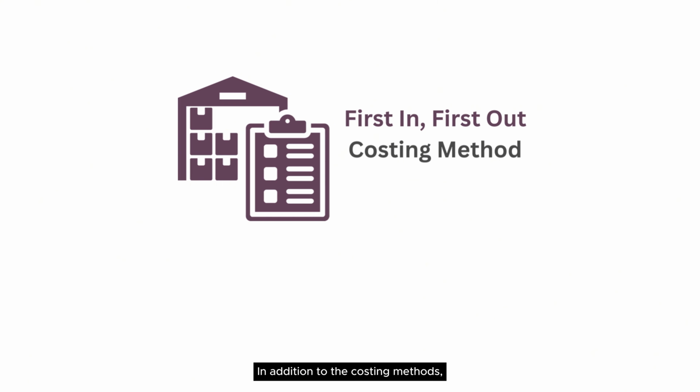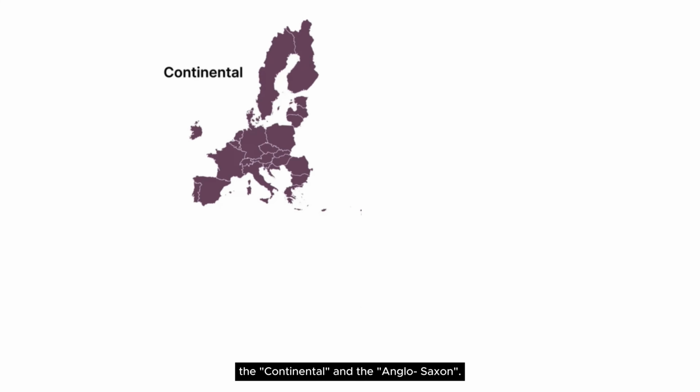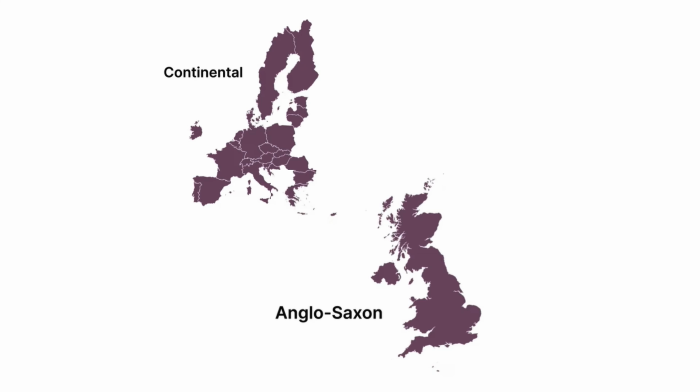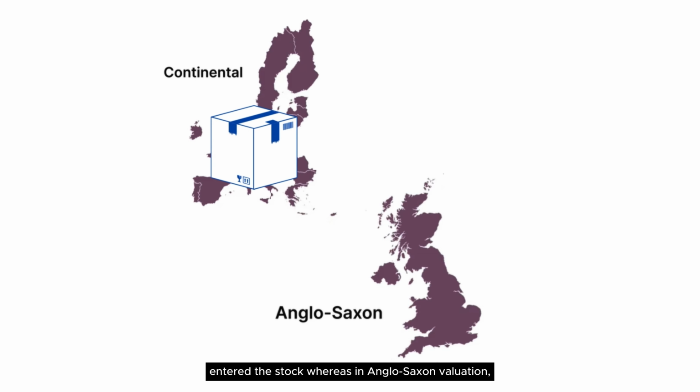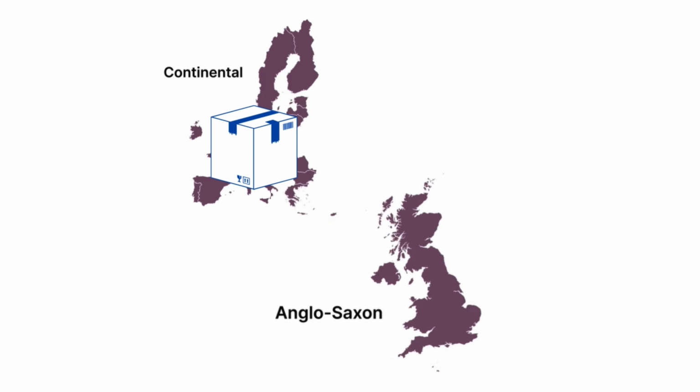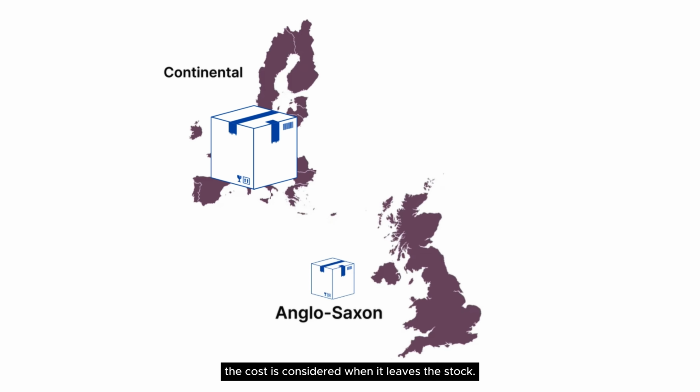In addition to the costing methods, we also have to consider the type of inventory valuation. There are two different types, the continental and the Anglo-Saxon. The difference between them is when the cost of goods is computed. In continental valuation, the cost of goods is taken into account when the goods enter the stock, whereas in Anglo-Saxon valuation, the cost is considered when it leaves the stock. Let's see how it works.